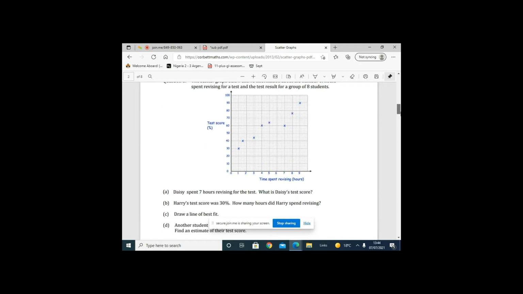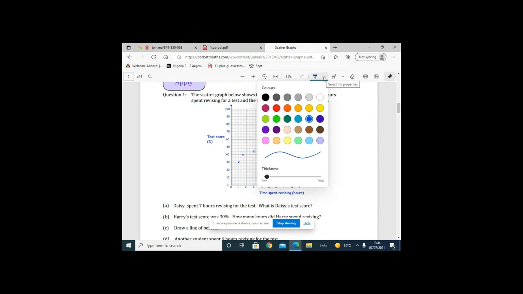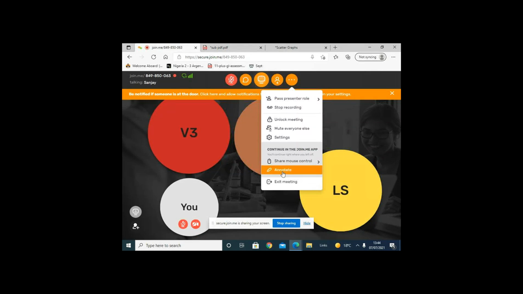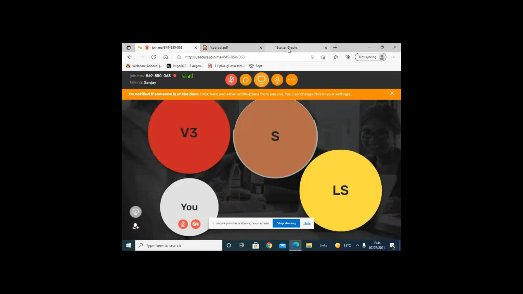This is a scatter graph now. Let me see if I can draw a straight line on it. Let me just draw the line of best fit.